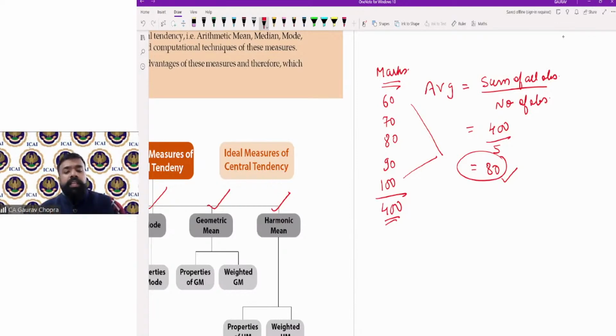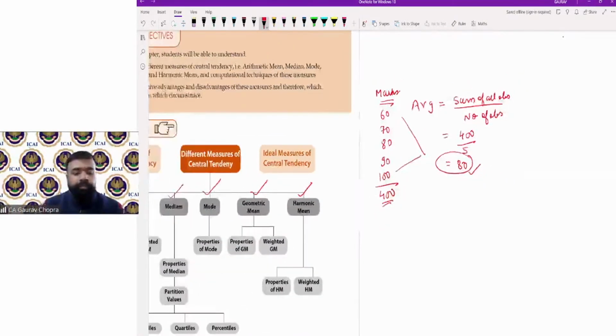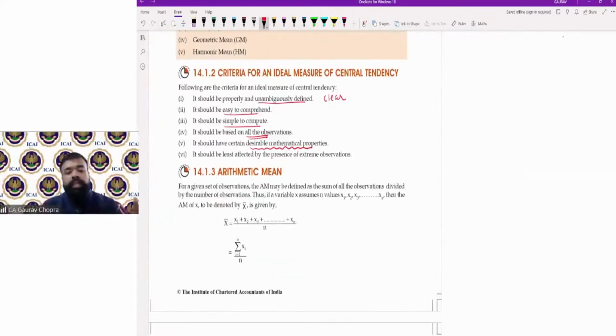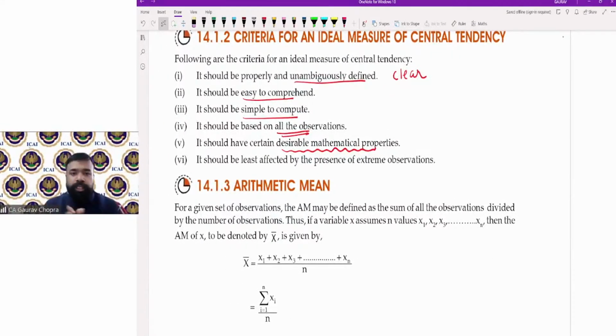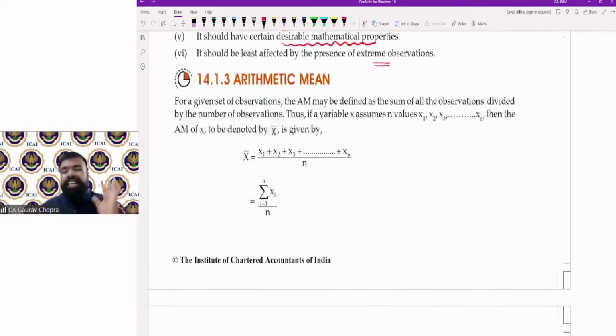और 80 कहीं ना कहीं इस series के middle में lie करता है. So it should be suitable. एक ऐसा figure होना चाहिए जो हमें लगता है yes this is the average और उसमें कुछ basic properties apply होनी चाहिए. It should be least affected by the presence of extreme observations. Now, इन सबको हम particular average वाइज देखेंगे कि कौन सी प्रॉपर्टी कहां कहां अप्लाई हो रही है. Alright, so let us begin with the first topic of the chapter, which is arithmetic mean.